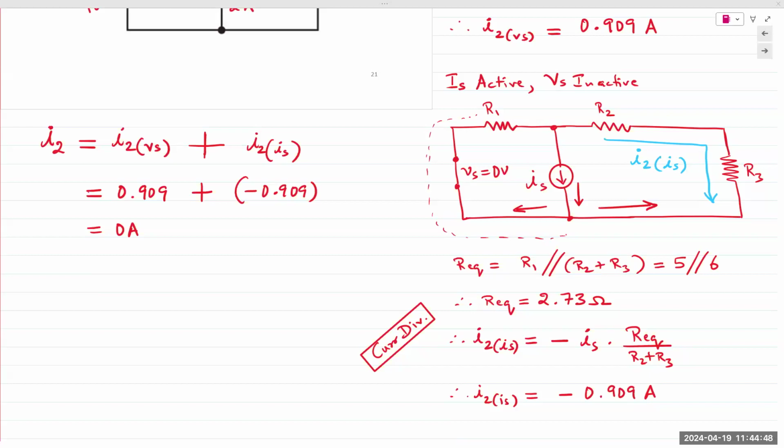Node voltage analysis, 3 nodes. Bottom node is your reference. You have the answer at the other node. So again, 1 unknown, 1 equation, you should arrive at the answer easily. Right? Any questions? Yes.